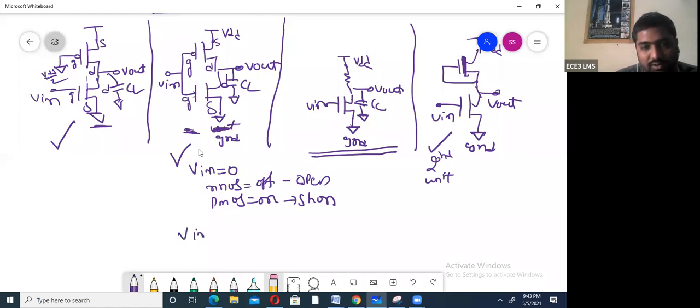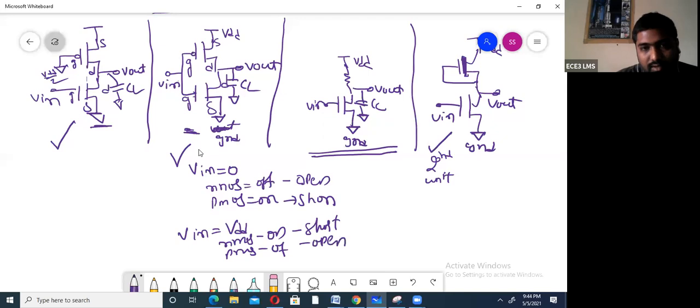When Vin equal to VDD, or Vin is high, NMOS is on, PMOS is off. NMOS is short, PMOS is open, and a path is formed between V0 and ground. Then the capacitor, if it was charged before, is discharged to 0.